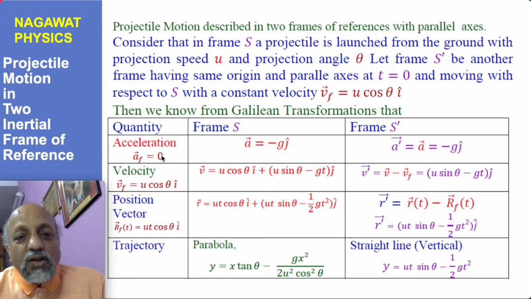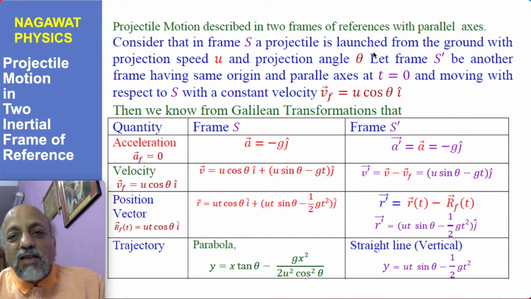And now, since acceleration is the same in all frames of reference, we have already discussed the problem for frame S. I have written all the expressions here, and the acceleration in the frame S is given by minus g j cap. I am using the axes parallel, so the same unit vectors for frame S and frame S prime. So the x, y axes which we have chosen to describe projectile motion, we assume that the axes in S and S prime are the same, parallel to each other. So acceleration in the frame S is given by minus g j cap, and a similar expression holds for the frame S prime.